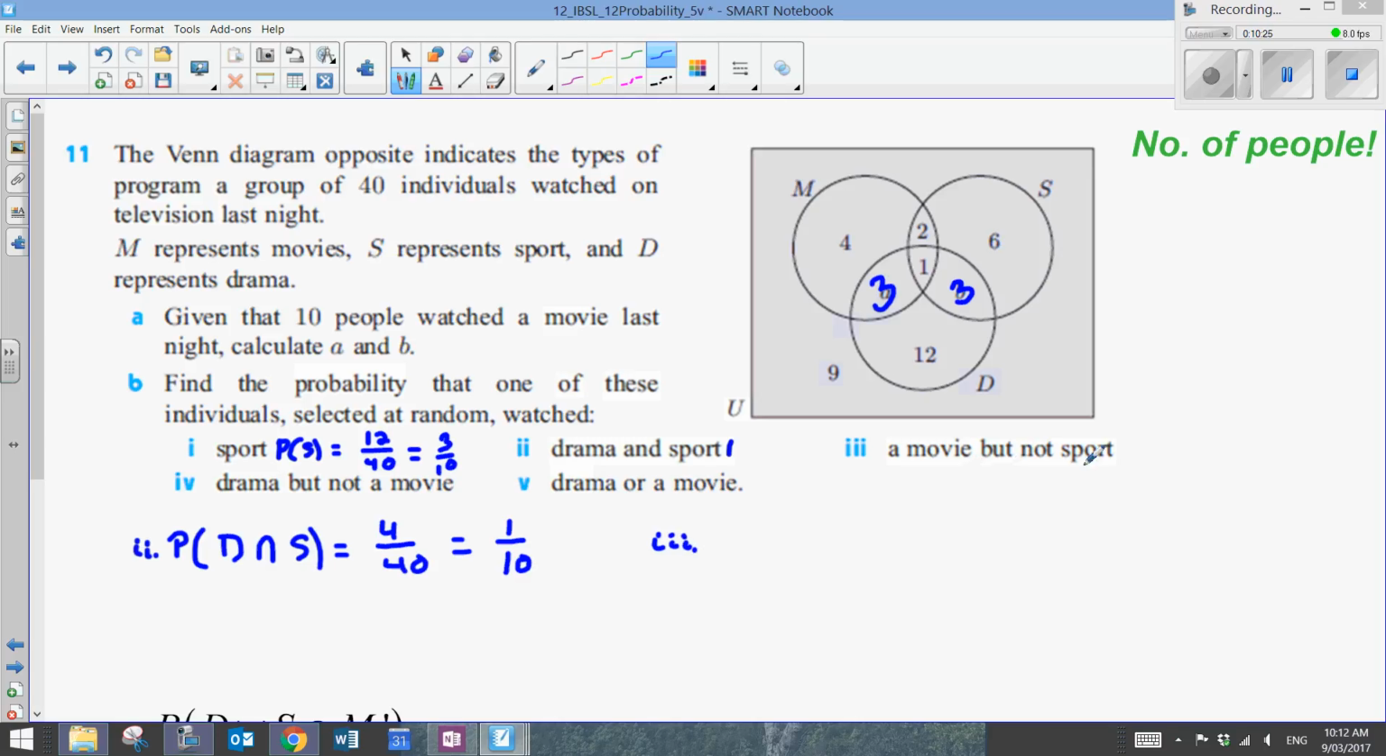And then part 3, a movie but not sport. So they did watch a movie, but they did not watch sport. So we're not going to include these 3 people who watch sport. So then we have 7.